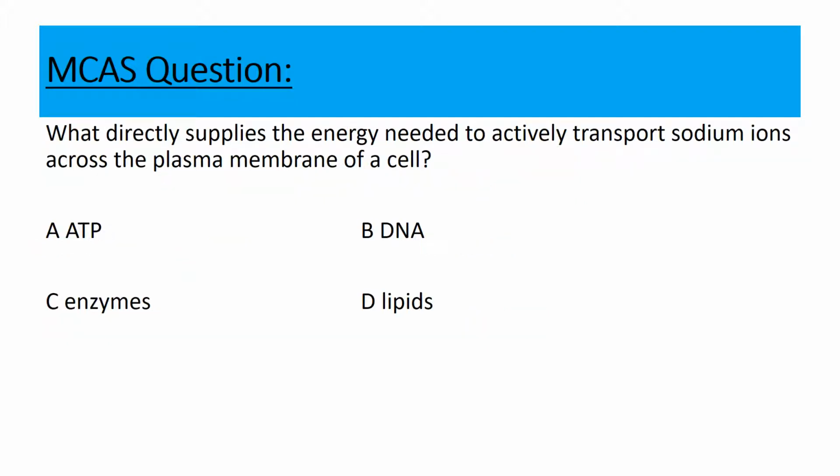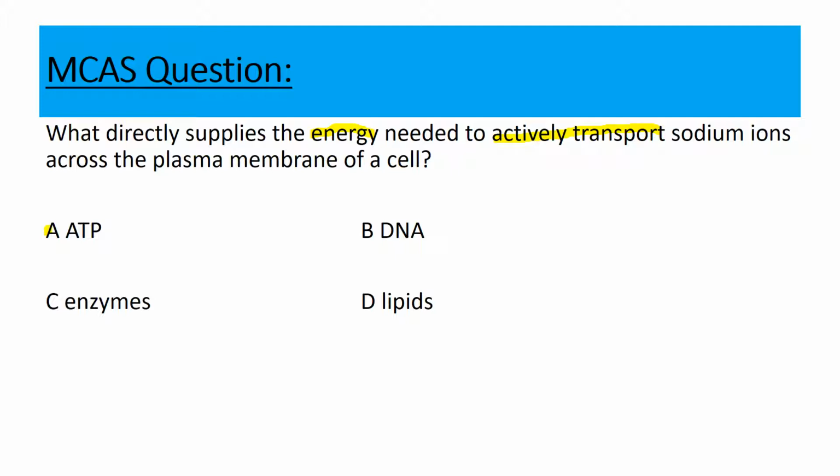What directly supplies the energy needed to actively transport sodium ions across the plasma membrane of a cell? We're talking about energy being used by a cell, so the answer is A, ATP, adenosine triphosphate. Also, we specifically talked about active transport. Active transport is one of the cellular processes that is powered by ATP.